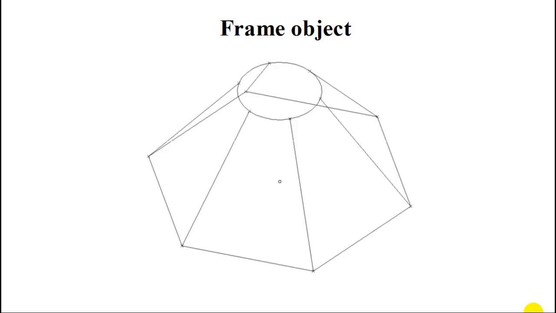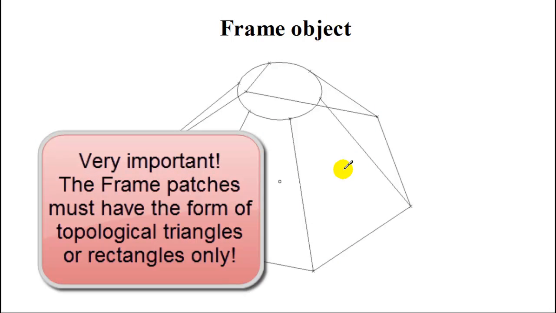Actually, the frame object is a template for the tensile fabric structure to be designed. It consists of a set of vertices and edges. The edges can either be straight lines or circle lines. The frame object is mathematically a graph with circuits. A set of circuits corresponds to tensile fabric structure patches. Typical frame objects are shown in this slide.